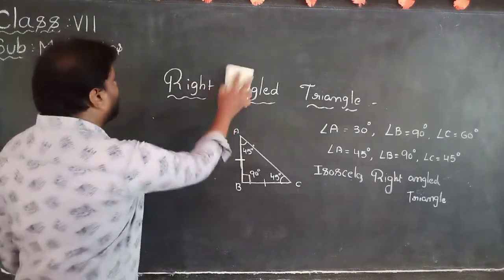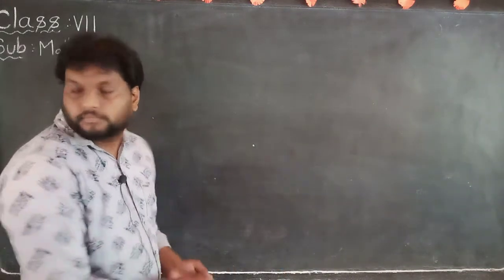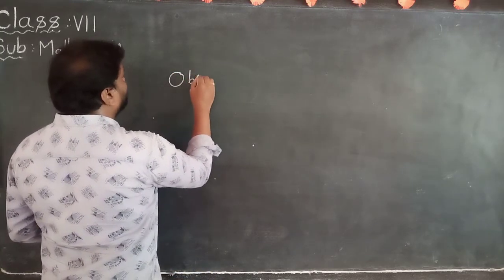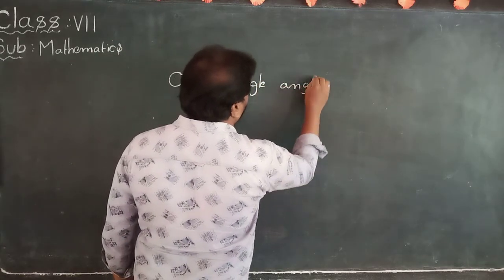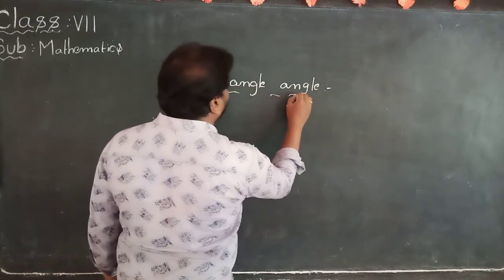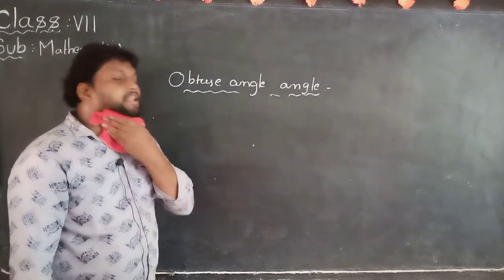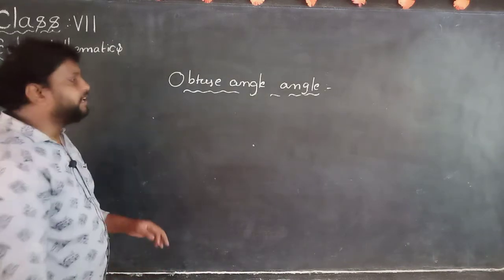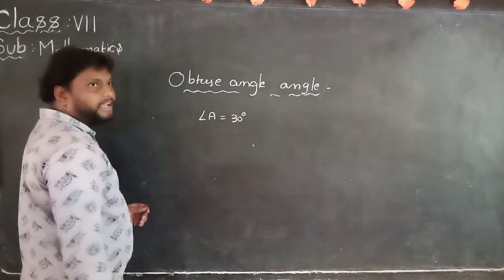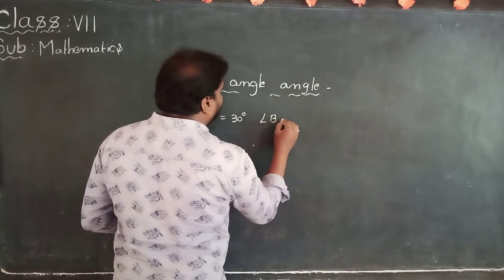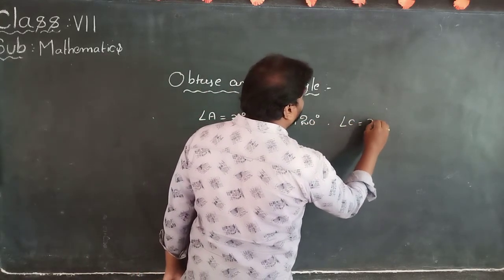Okay, next one, last one is the obtuse angle triangle. Obtuse angle triangle means compulsorily one angle in the triangle will be an obtuse angle. Obtuse angle is nothing but more than 90 degrees. For example, angle A is equal to 30 degrees, angle B is equal to 120 degrees, angle C also 30 degrees.